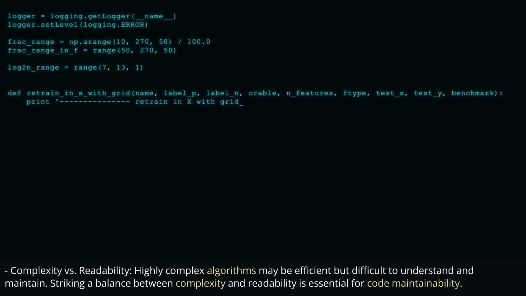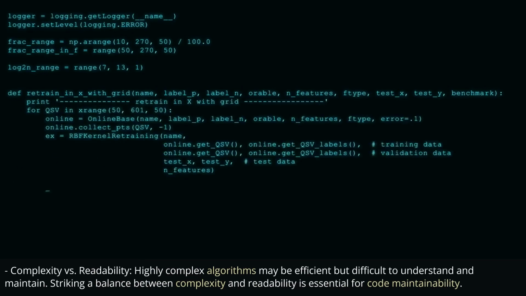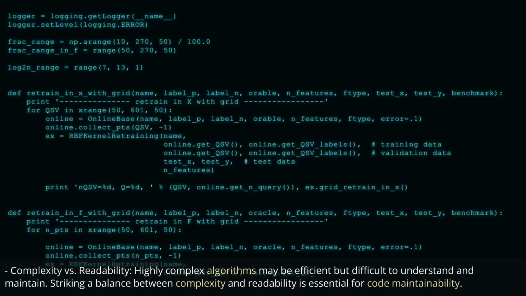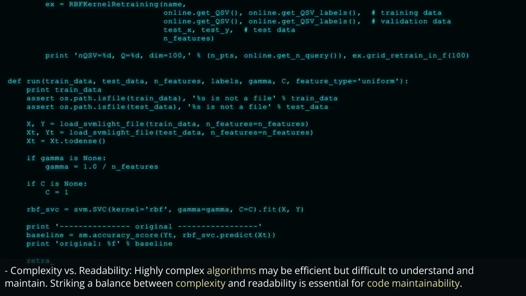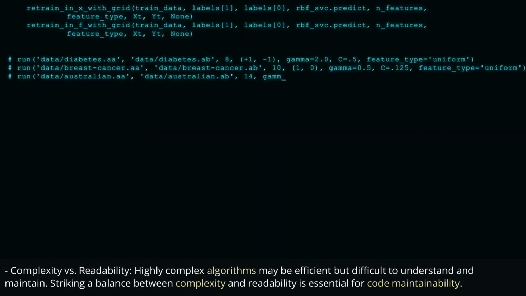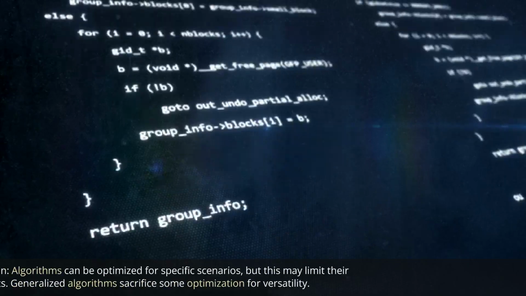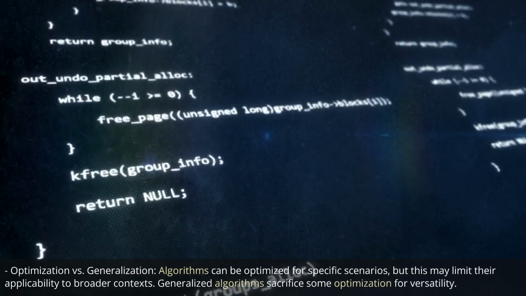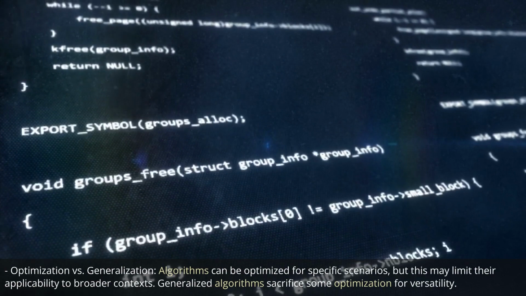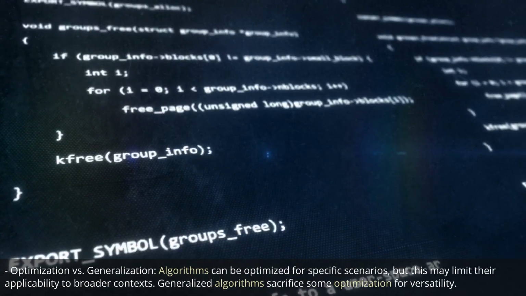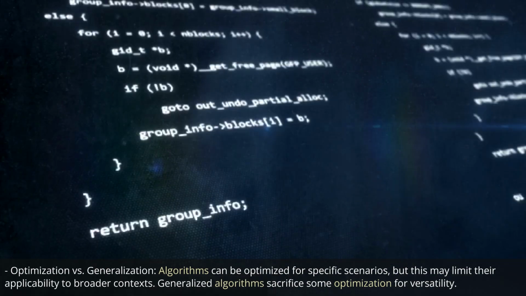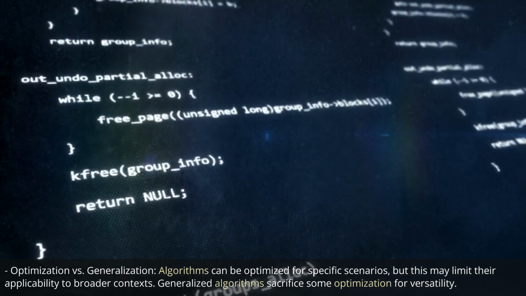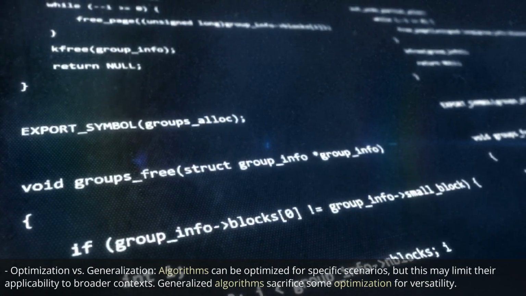Complexity versus readability. Highly complex algorithms may be efficient but difficult to understand and maintain. Striking a balance between complexity and readability is essential for code maintainability. Optimization versus generalization. Algorithms can be optimized for specific scenarios, but this may limit their applicability to broader contexts. Generalized algorithms sacrifice some optimization for versatility.